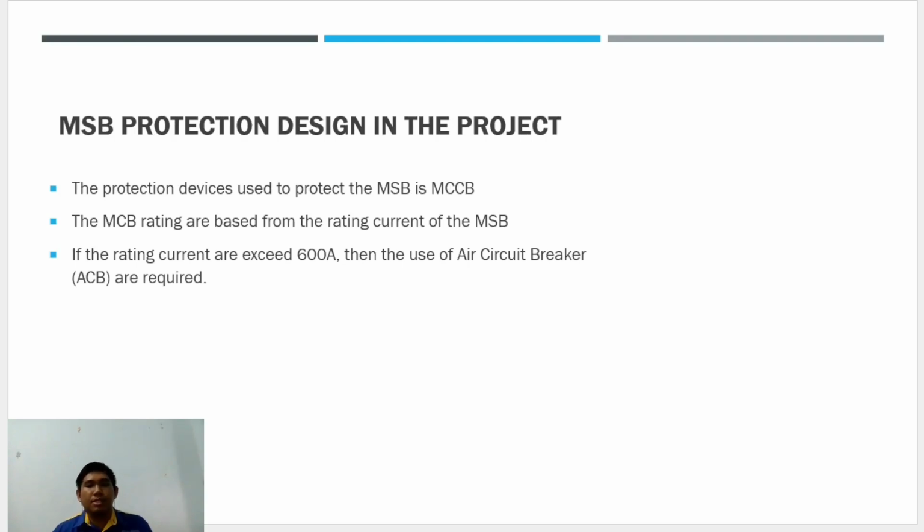Right, the MSB protection design. The protection device used to protect the MSB is the MCCB mentioned above. The MCCB rating is based on the rated current of the MSB. If the rated current exceeds 600 amperes, then an air circuit breaker is required.